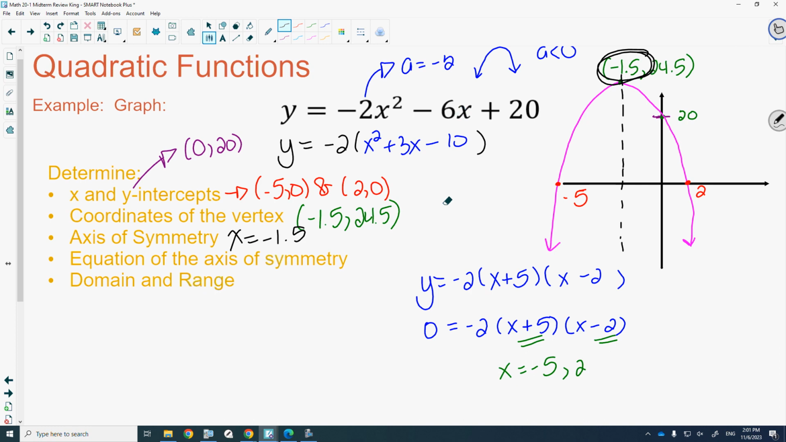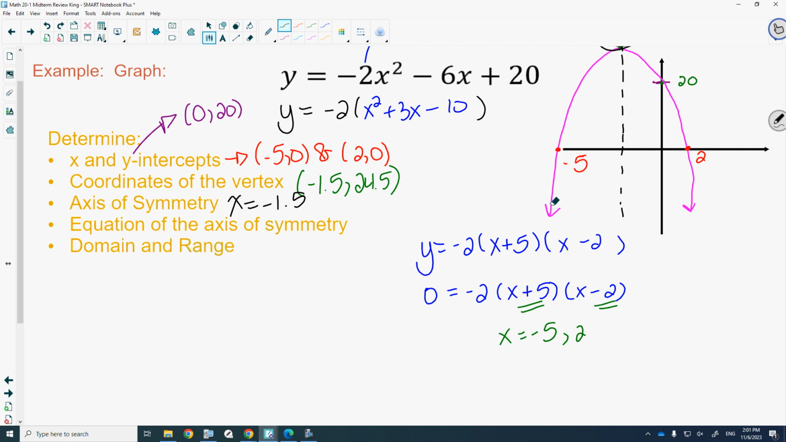Remember, another way that I could get that value is it's going to be halfway between -5 and 2. So I would say x is equal to the average: -5 plus 2, and divide that in half. X is equal to -5 plus 2 is -3 over 2. X is equal to -1.5. The equation of the axis of symmetry, again, is x is equal to -1.5.